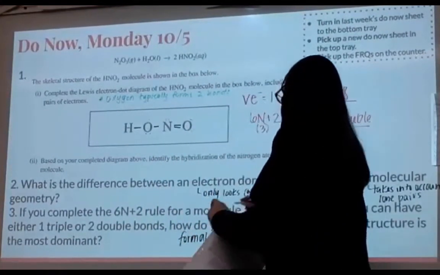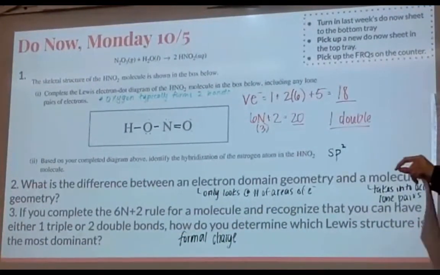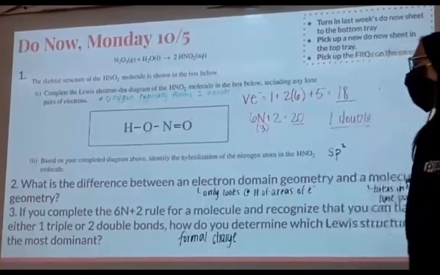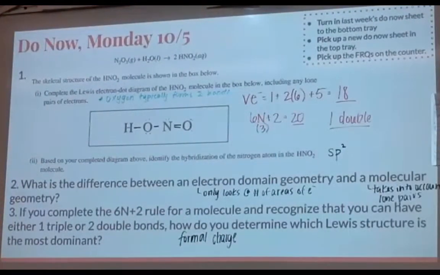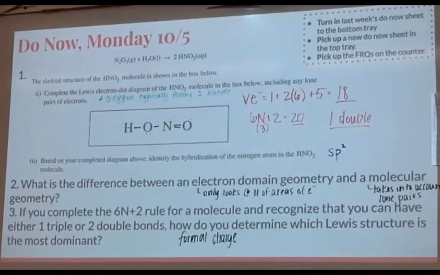So if you can have a triple or 2 doubles, that's not resonance. I'm going to review resonance in a little bit. If you can have 1 triple or 2 double bonds, you have 2 completely different Lewis structures. To figure out which one is the most dominant, we use formal charge. Any questions on the do now?